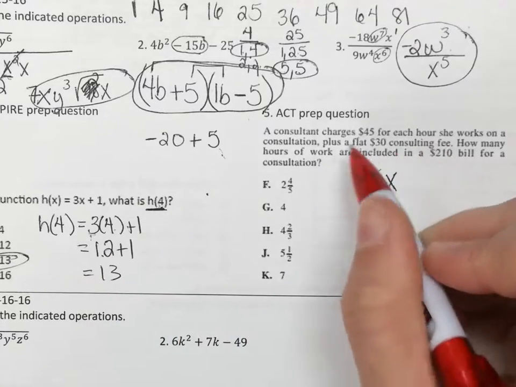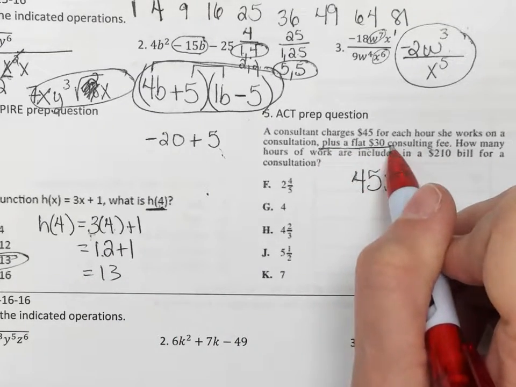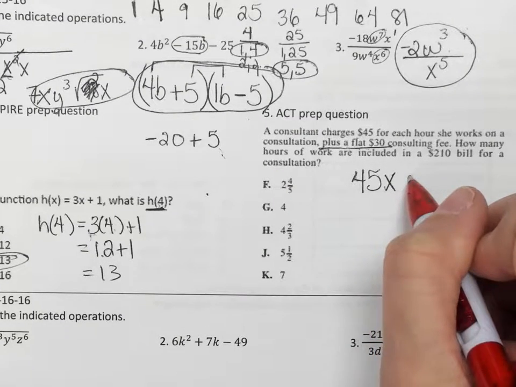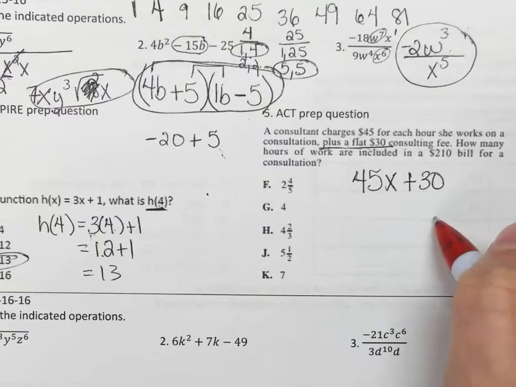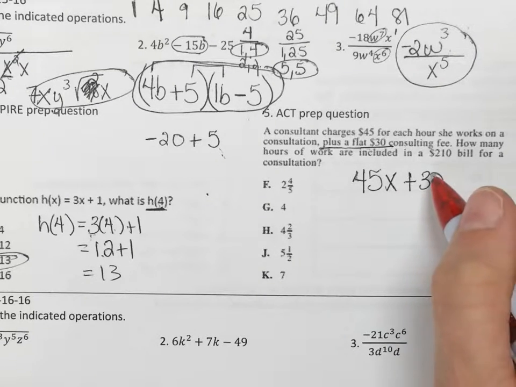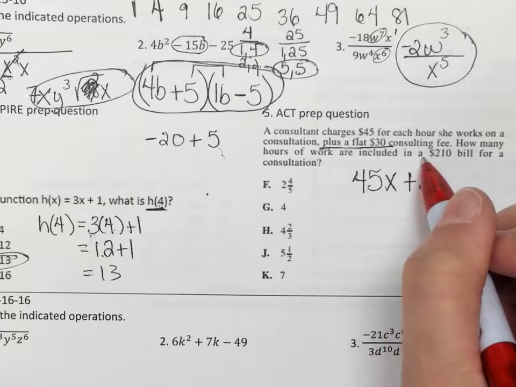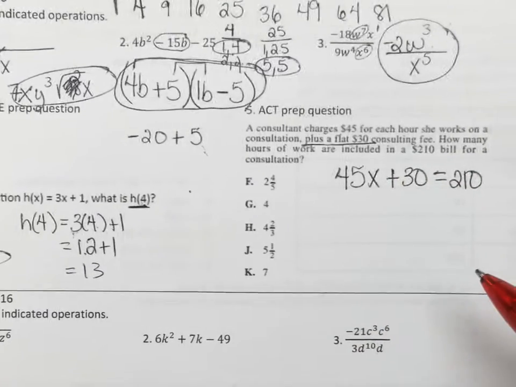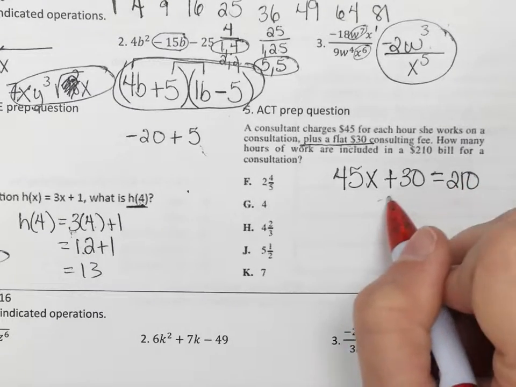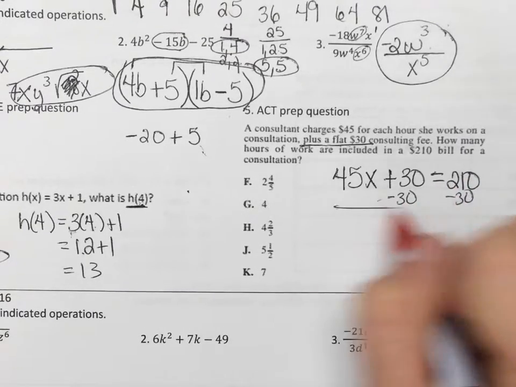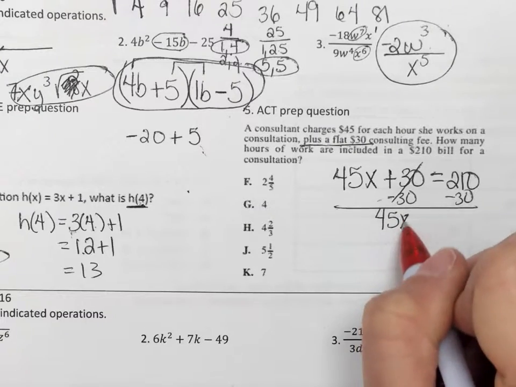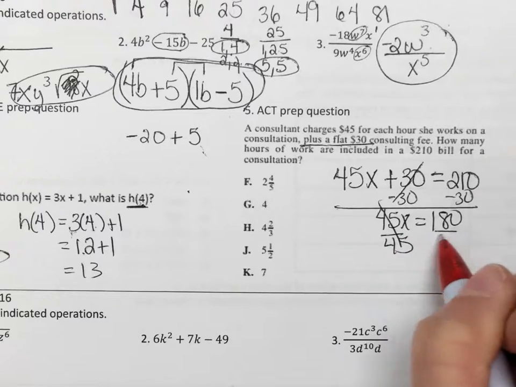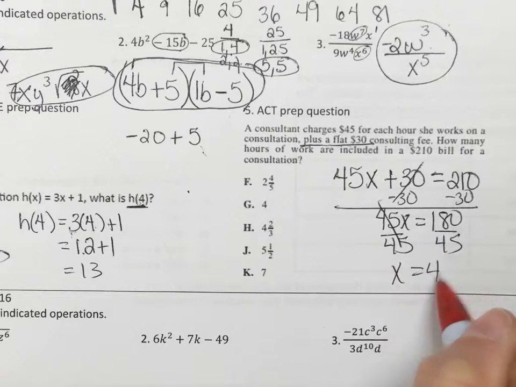All right, what else does it say? It says plus a flat rate of $30. So what does that mean I'm going to do right here? It isn't changing. You're going to add 30, and it isn't changing, so it doesn't have a letter. All right, how many hours of work are included in a bill of $210? How do I do that? Subtract the 30. Then divide. Hold on, I can't write that fast. It's 4 hours. That's 180, and then divide by 45. How much did you get? 4? Man, I do that in my head.